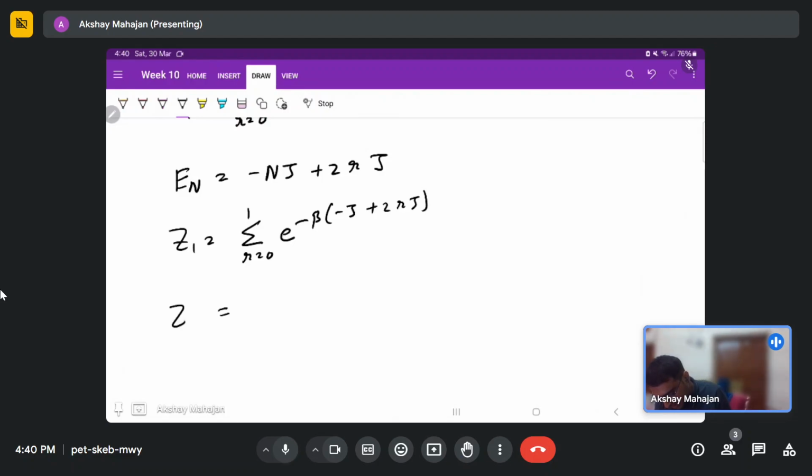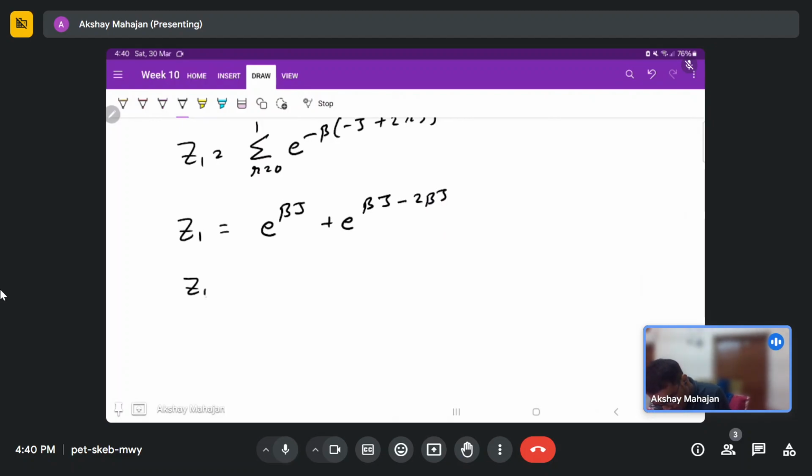So in that case z1 will become, for r equals 0, just e to the power beta J, and for r equals 1 it will be e to the power beta J minus 2 beta J, that is e to the power minus beta J. So z1 will be equal to e to the power beta J plus e to the power minus beta J.